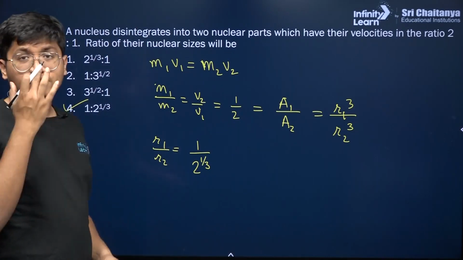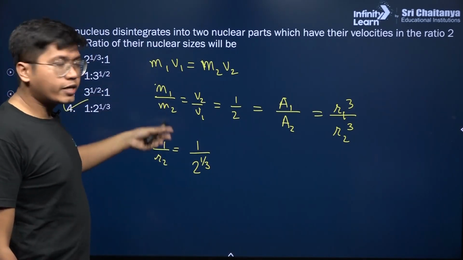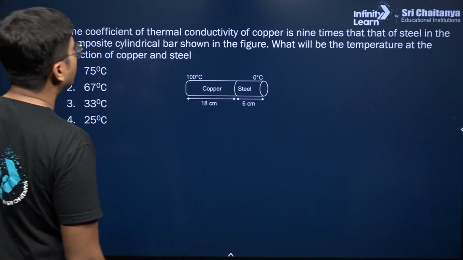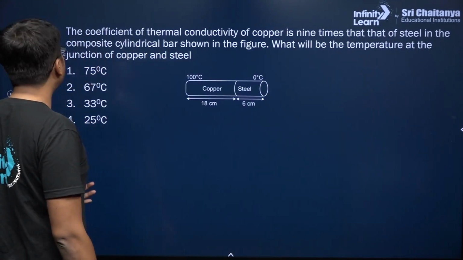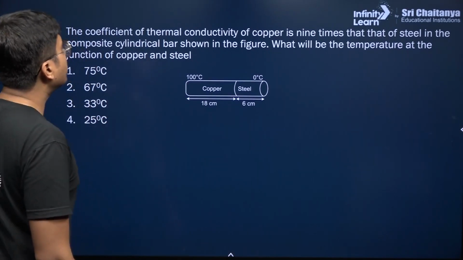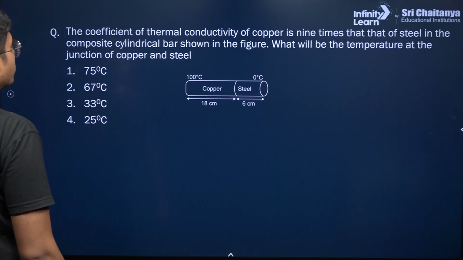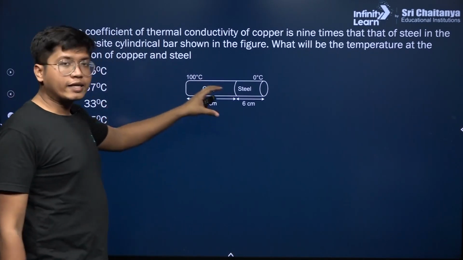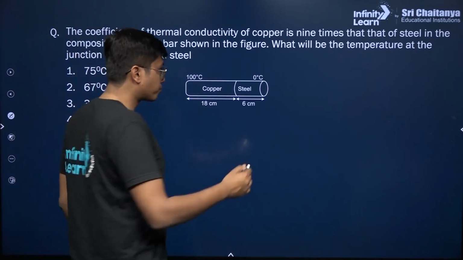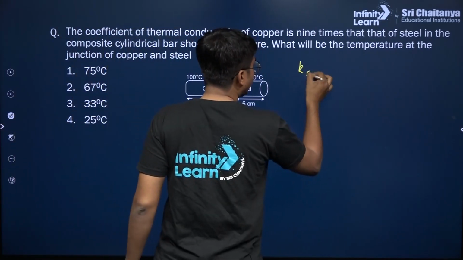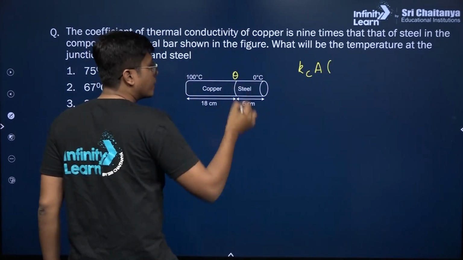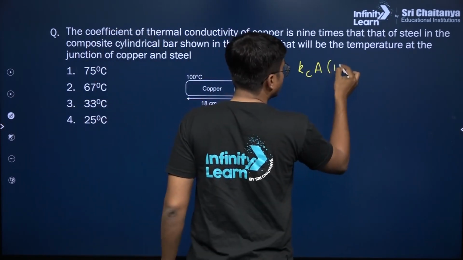It's just the first question that was really long, the rest of it is pretty quick, you can be pretty quick with these. Next, the coefficient of thermal conductivity of copper is 9 times that of steel in the composite cylindrical bar shown here. What will be the temperature at the junction of copper and steel? Now we know, since they are connected in series, their rate of heat flow has to remain the same, which means Kc into A, so let's assume that the temperature here is theta, Kc into A into 100 minus theta.